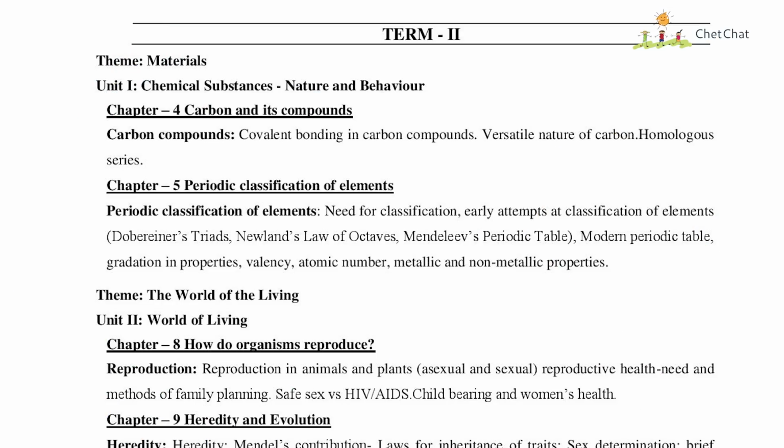Question. Next, we go to the syllabus, which will give us our big questions. According to the syllabus, we need to focus on covalent bonding in carbon compounds, the versatile nature of carbon and homologous series. Now, as you read each paragraph, ask yourself, what question can the teacher ask from this paragraph? Write down that possible question.